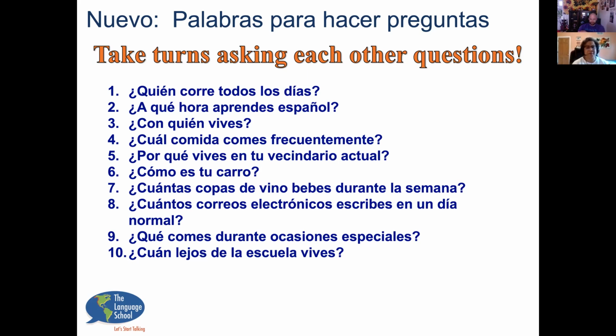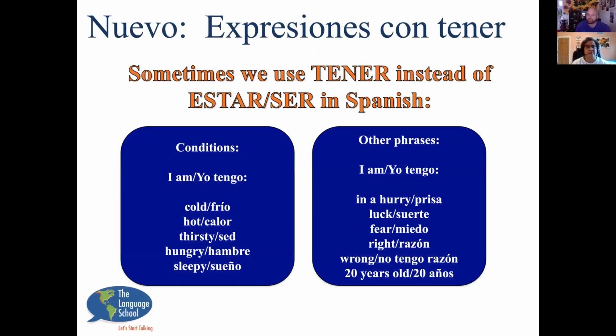Okay, so tener, estar, or ser: there's some confusion between Spanish and English in the way that these verbs are used. There's a handful of conditions and other similar phrases in which we would use the verb be in English. So you would think either ser or estar in Spanish. But Spanish indeed uses a different verb, which is the verb tener, which means to have. So these cause a lot of confusion.